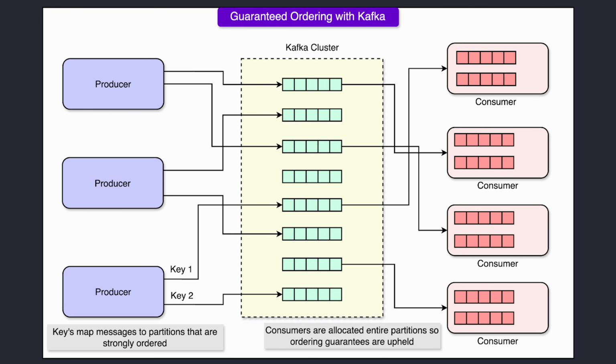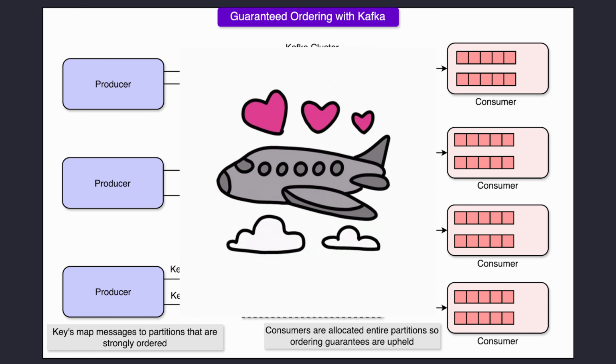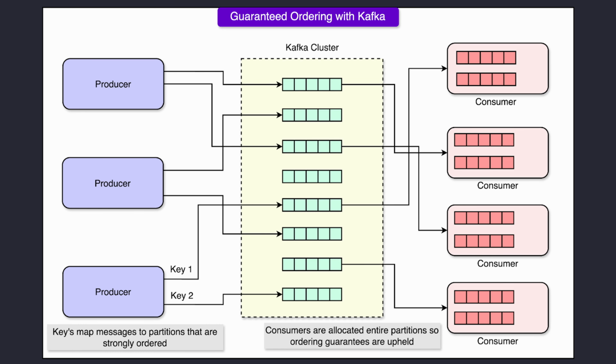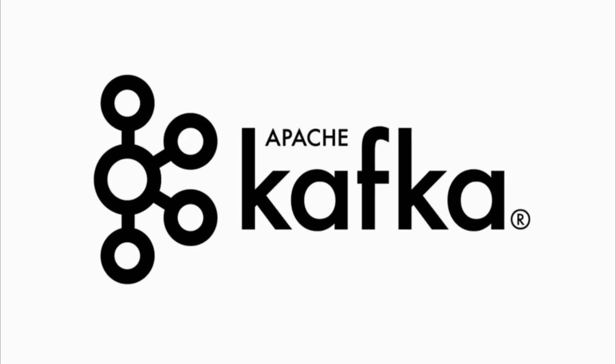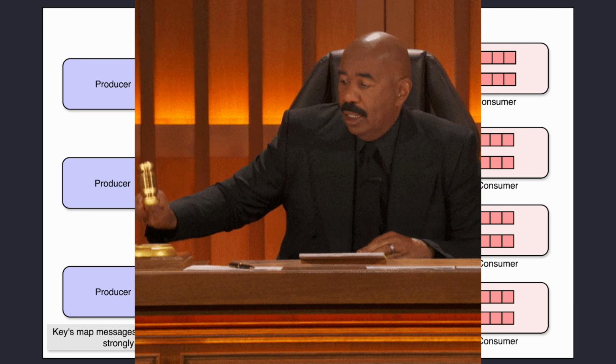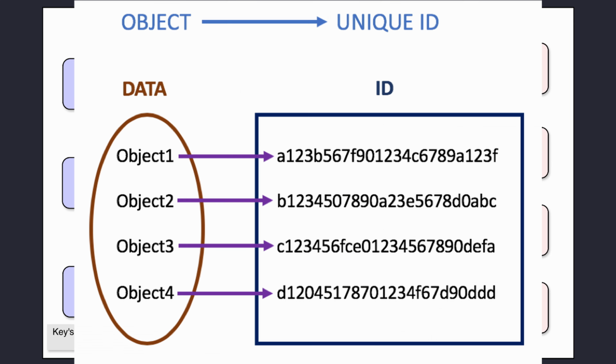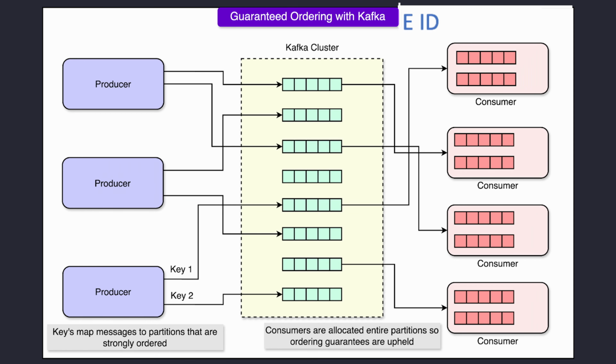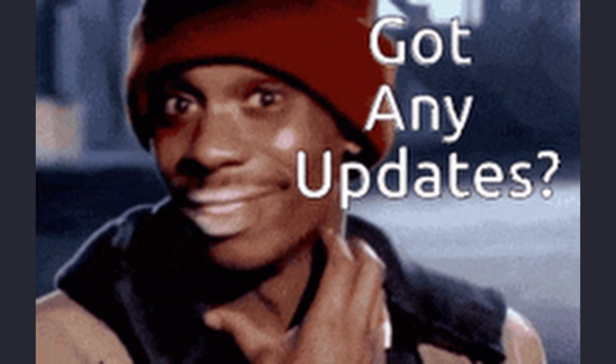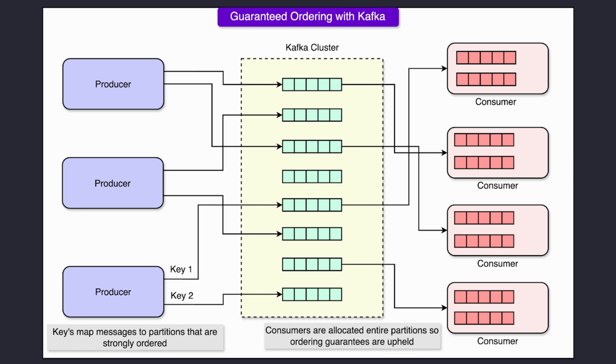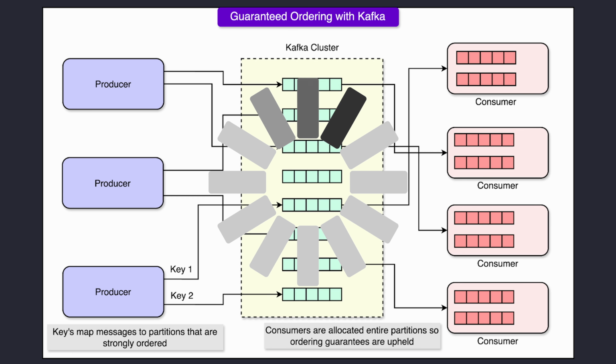But managing billions of users' updates daily is no small feat. What happens when users travel or use Tinder's passport feature to swipe in a new city? This is where Apache Kafka comes in, a powerful tool that Tinder uses to keep everything in order. Here's how it works. Every user gets a unique ID, which Kafka uses to send all of their updates to the same partition. This ensures that updates like changing your location are processed in the exact order they happen.